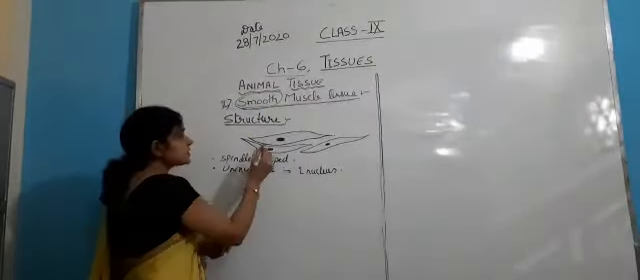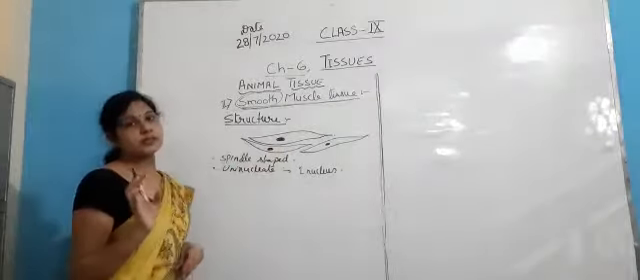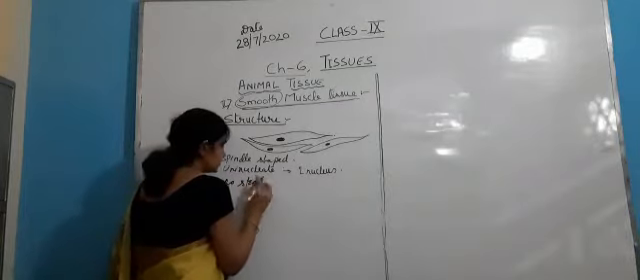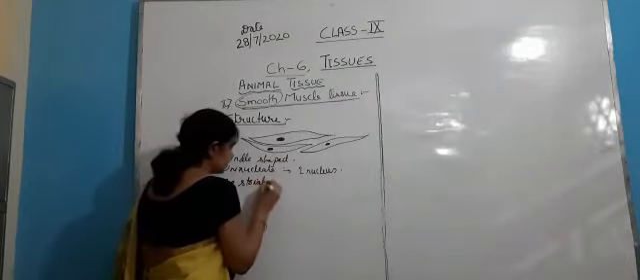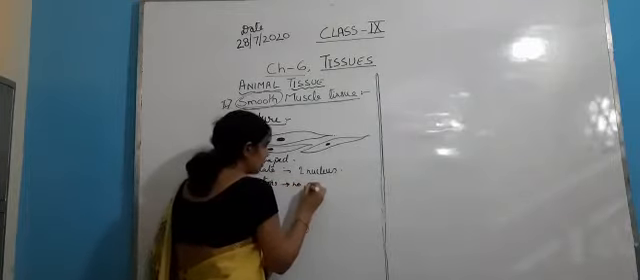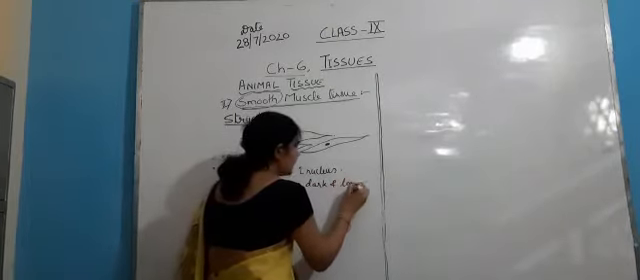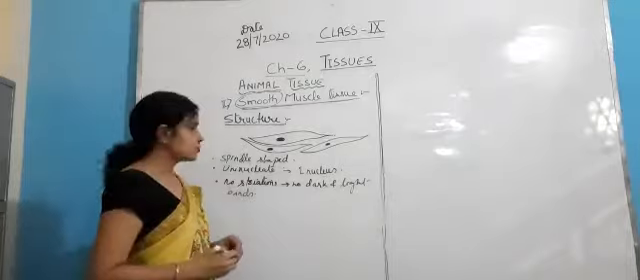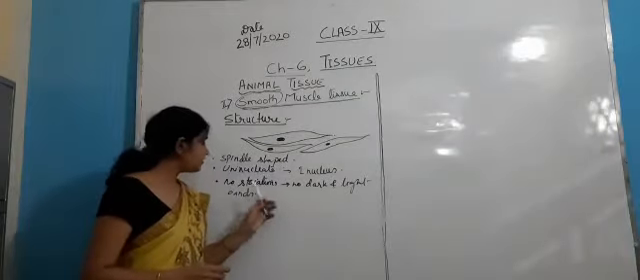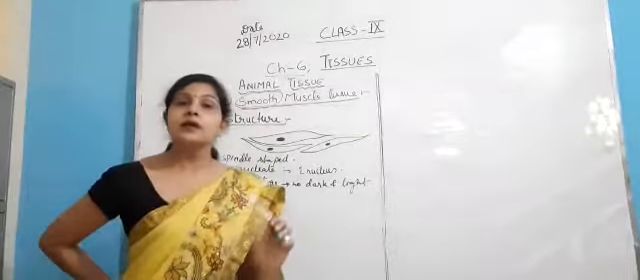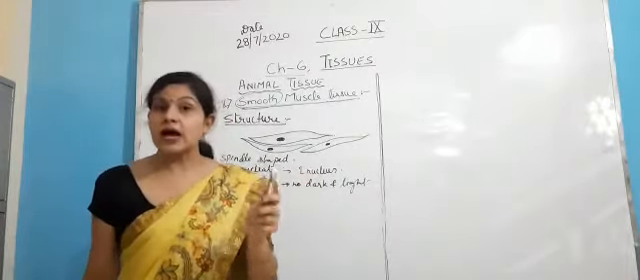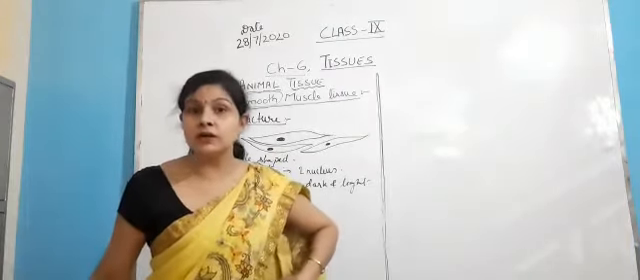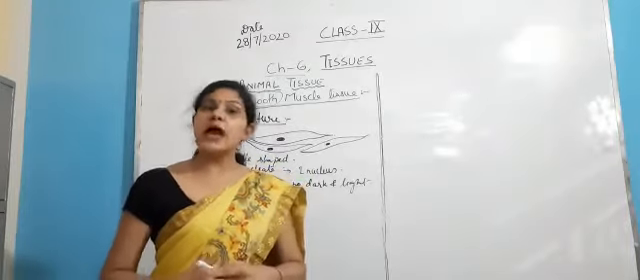Then these cells do not have any striations in them. So, no striations. That means no dark and light bands. So these cells do not have any striations. Striations means, as I told you, the striated muscle tissue has alternate dark and light bands, and these dark and light bands are due to the special arrangement of the contractile proteins actin and myosin.